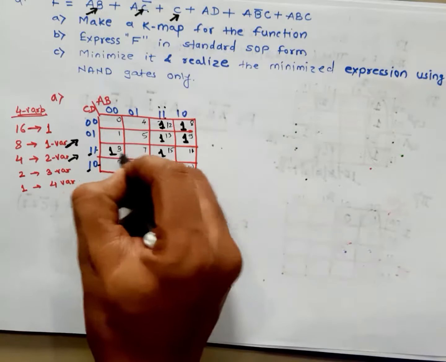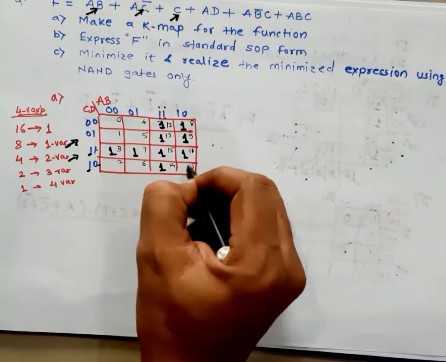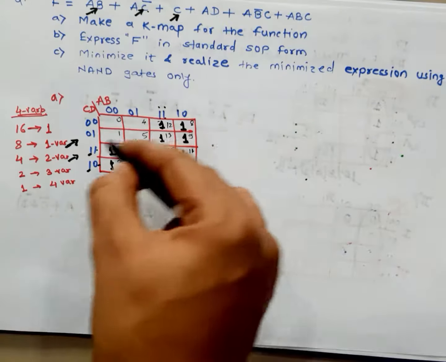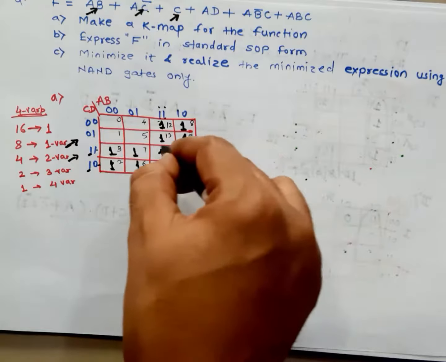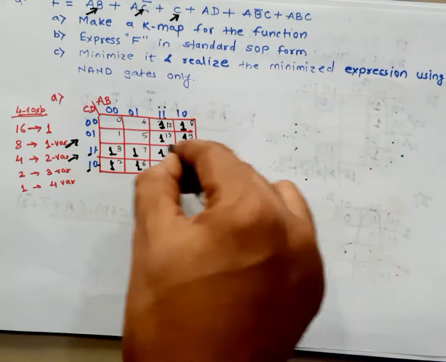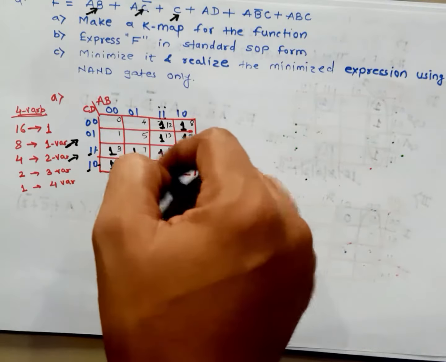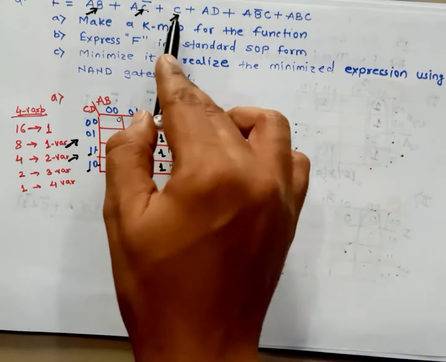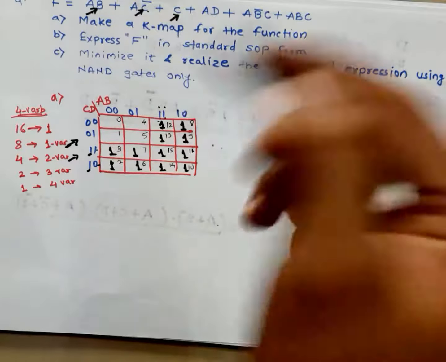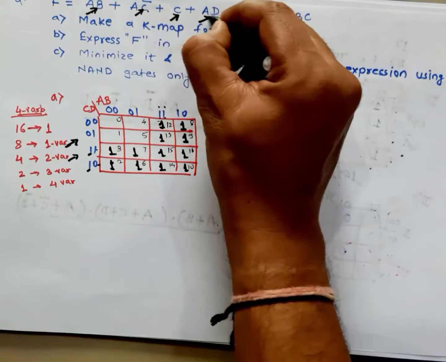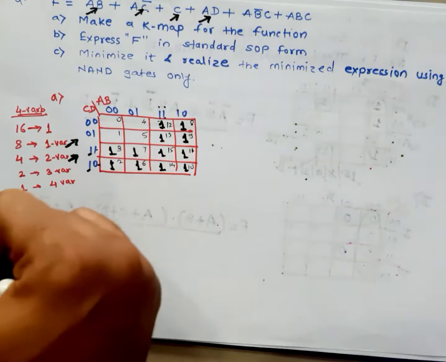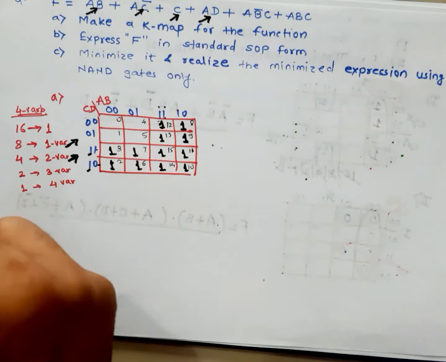So here we need to put high values. Because of the SOP function, we need to put high values for these 8 cells. Now if you consider this group of 8 cells, you can realize that the answer for this group of 8 cells is nothing but C. Now the next term, AD, two variables. Two variables means what? You require a group of 4 cells.